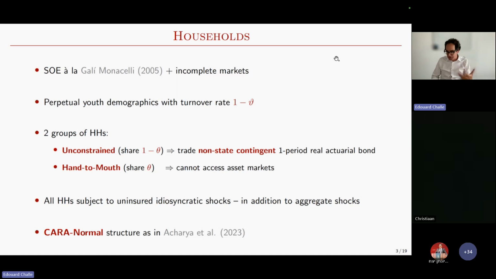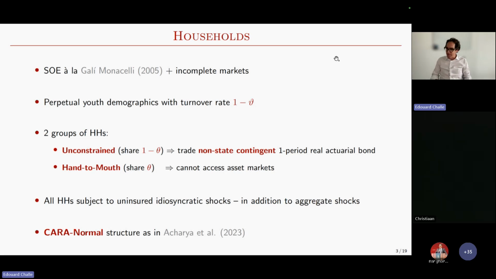And we introduce this structure so that we're making sure that there is a stationary distribution of wealth. Otherwise, if people live forever, it might be that the wealth of some people drifts away so much that there is no stationary distribution. And we're going to combine two sources of heterogeneity.